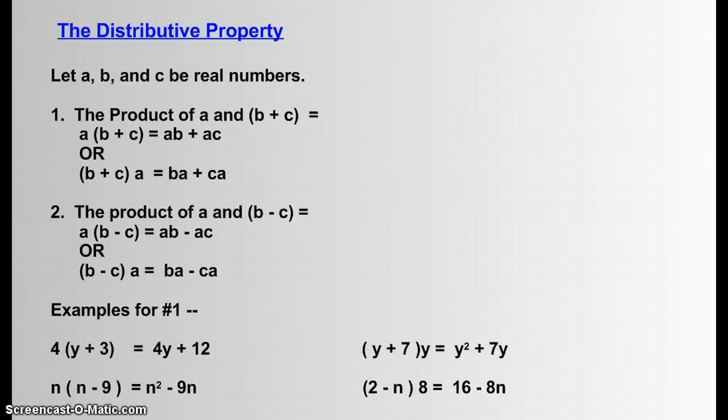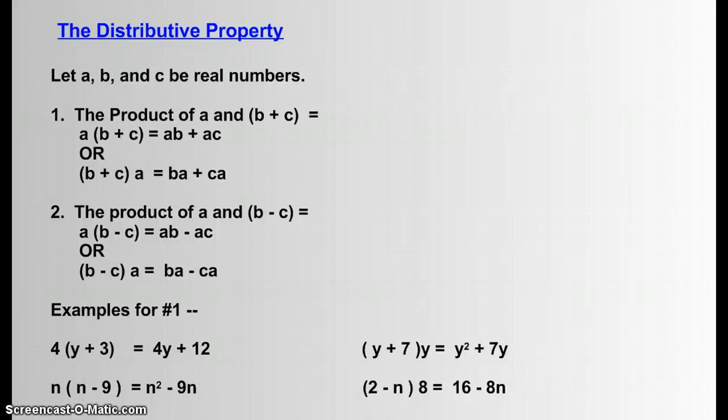This is lesson 2.5, the distributive property. This is what the distributive property says. If A, B, and C are real numbers, then the product of A and the quantity B plus C equals A times the quantity B plus C. This becomes AB plus AC. You must distribute that A and multiply it by both numbers inside the parentheses.